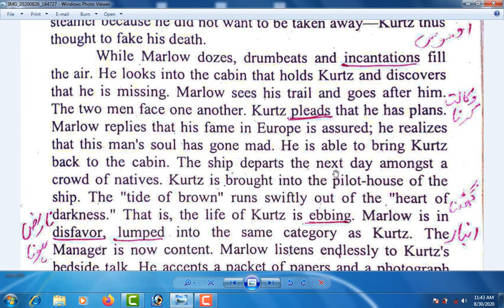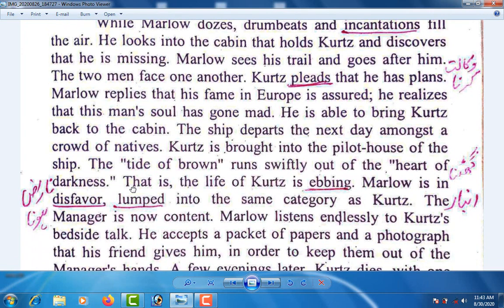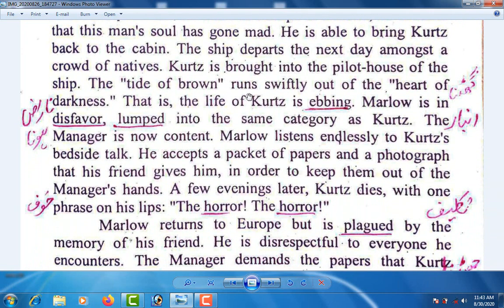The ship departs the next day amongst a crowd of natives. Kurtz is brought into the pilot house of the ship. The tide of brown runs swiftly out of the heart of darkness. That is, the life of Kurtz is ebbing. Marlow is in disfavor, lumped into the same category as Kurtz. The manager is now content.